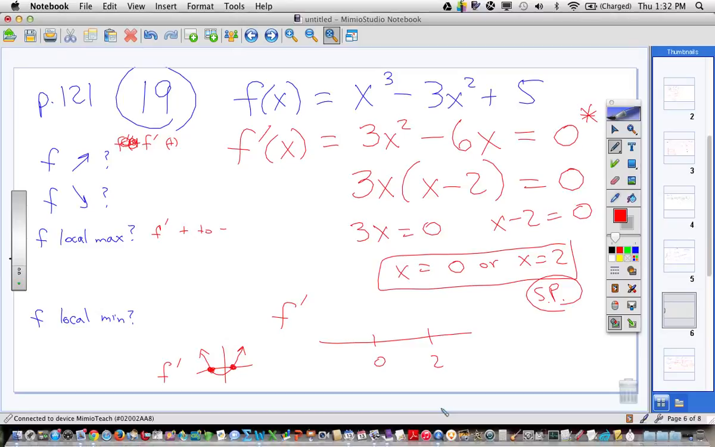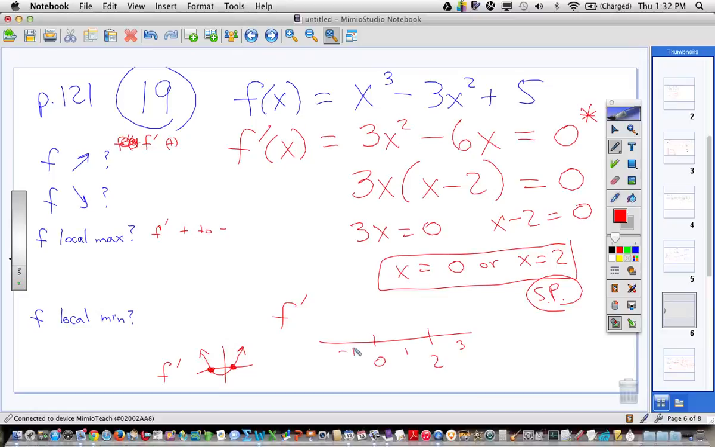Into f prime, because we're trying to figure out if f prime, that's why I labeled this f prime, to remind myself that's where I'm going to plug these in. So, -1 would be a number on this side, 1 would be a number in between there, 3 would be a number over here. So I'm having to do more work than we had to do back in chapter 1, because when we could just look at a graph, we could see where it was positive or negative. Now we've got to actually do some calculations.